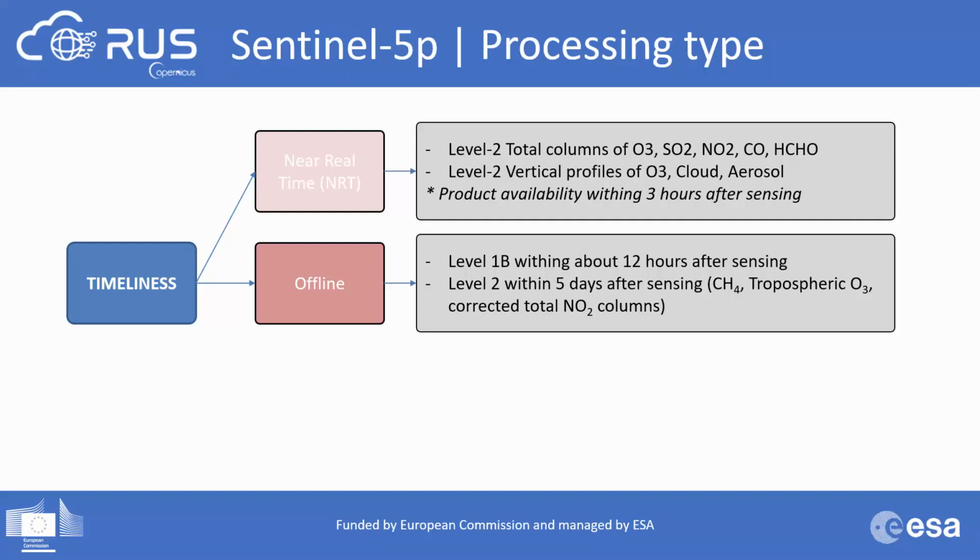The main difference between an offline level 2 product and a near real-time level 2 product is, apart from its increased accuracy, that the offline level 2 product will be the full orbit of the satellite, while the near real-time product will be just a tile of the orbit that the satellite was following.